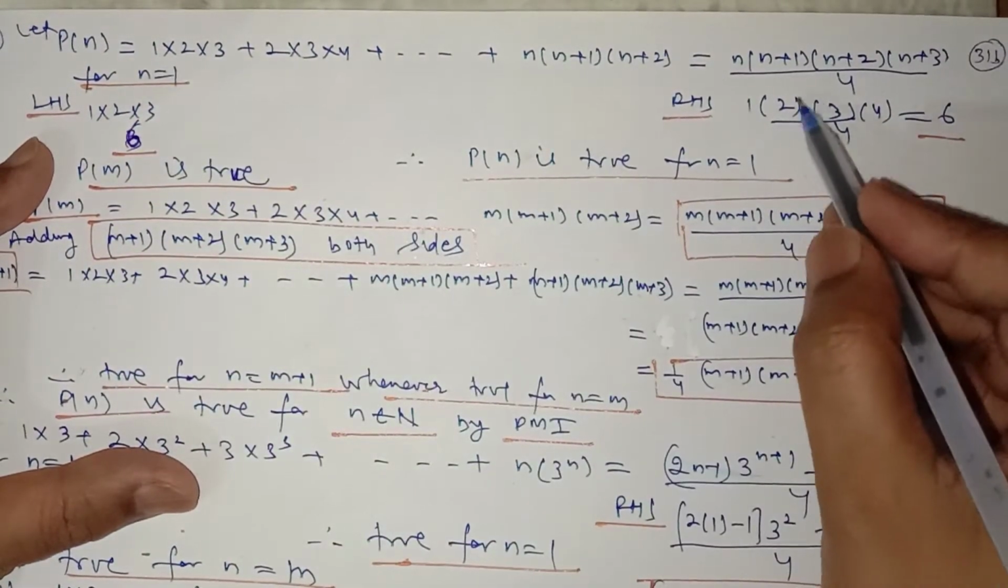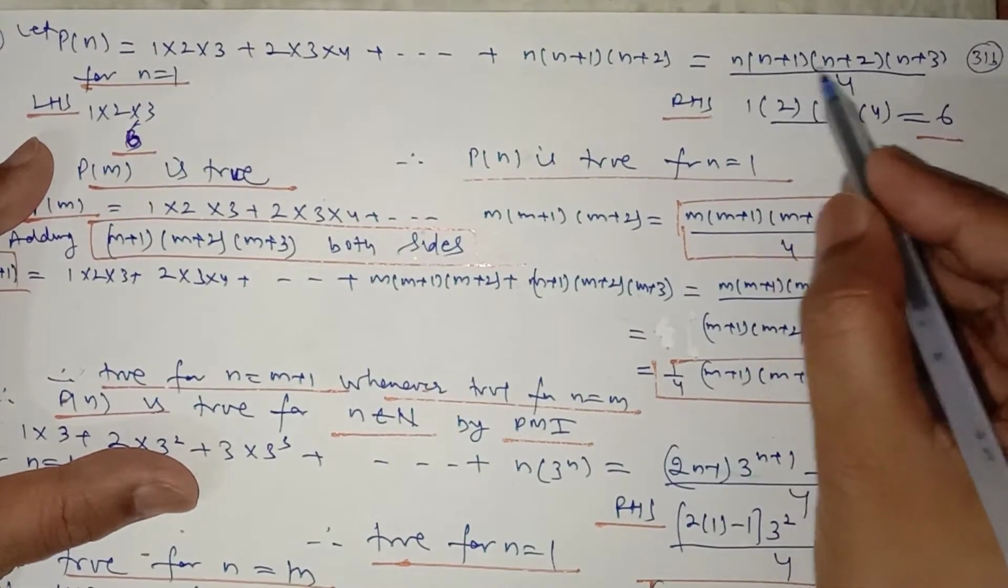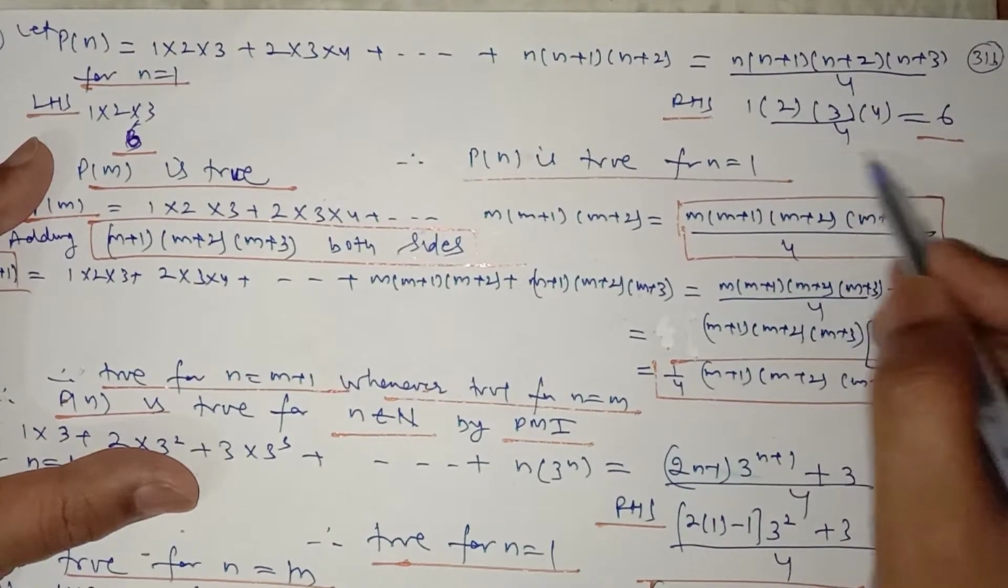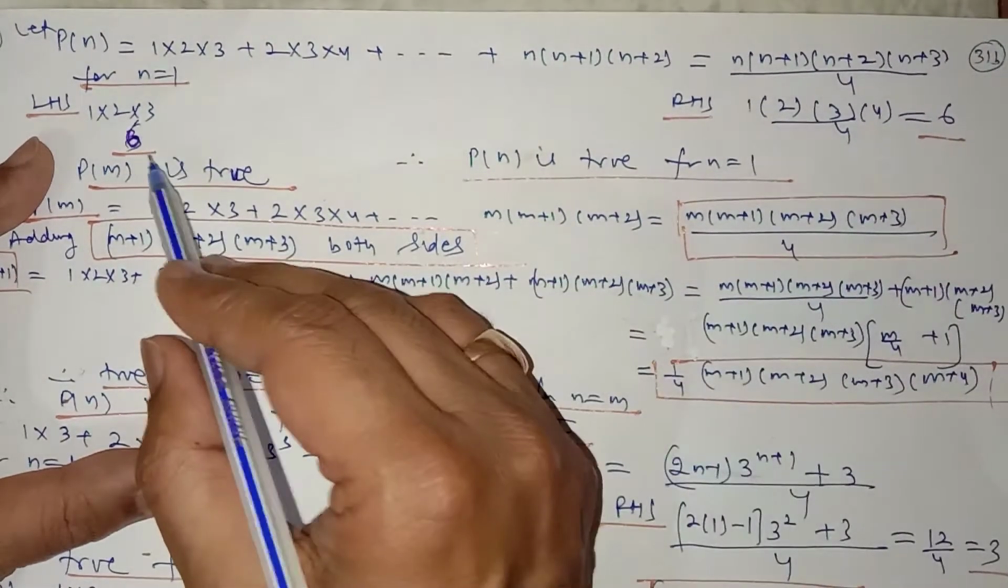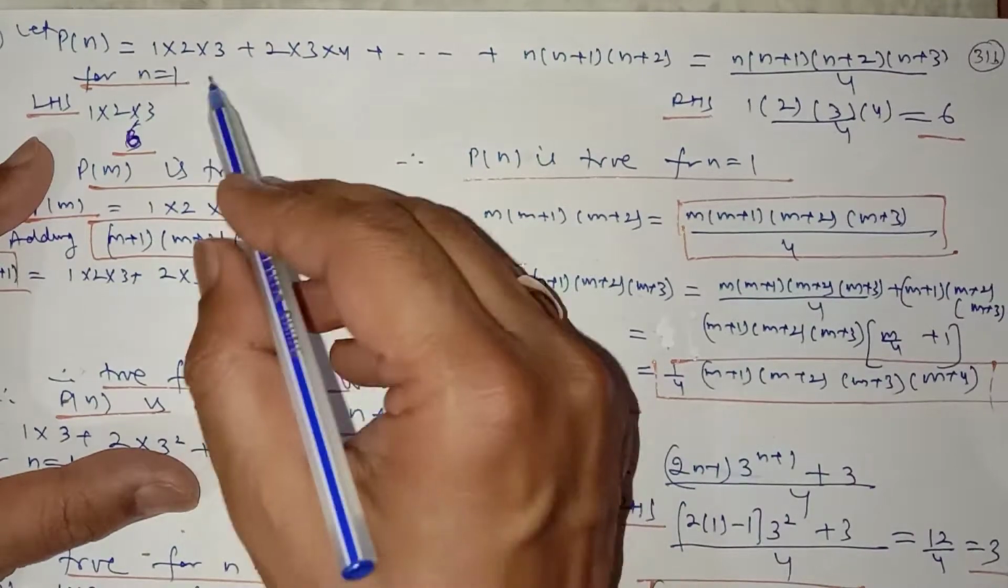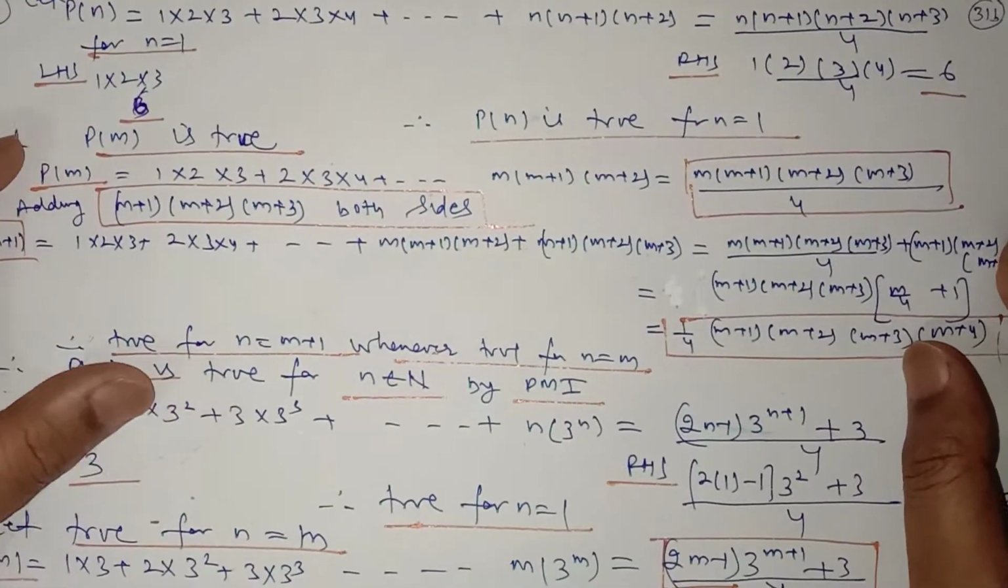And in the right hand side, replace n by 1: 1 plus 1, 1 plus 2, 1 plus 3 upon 4, which is equal to 6. So left hand side is equal to right hand side. It means this statement is true for n is equal to 1.